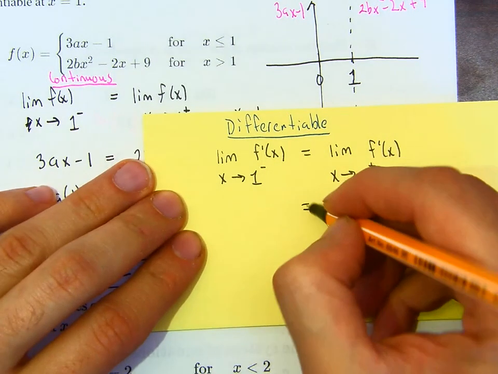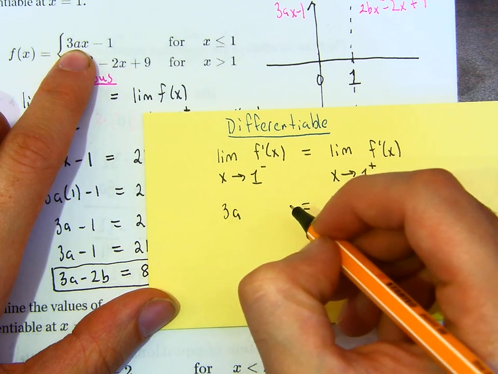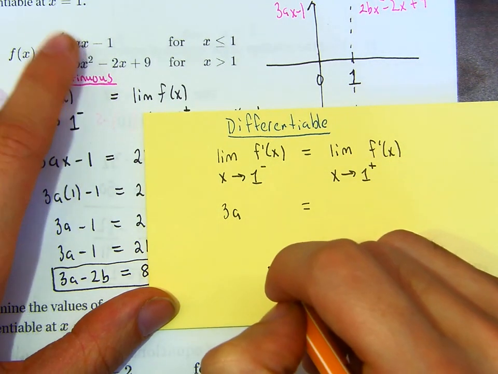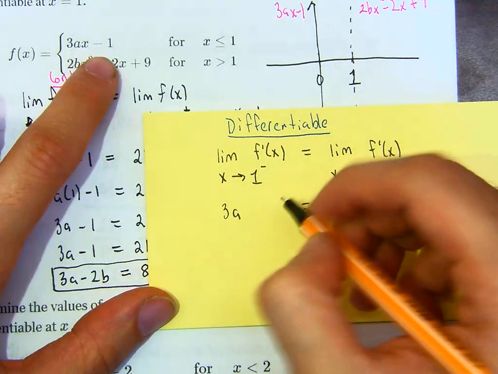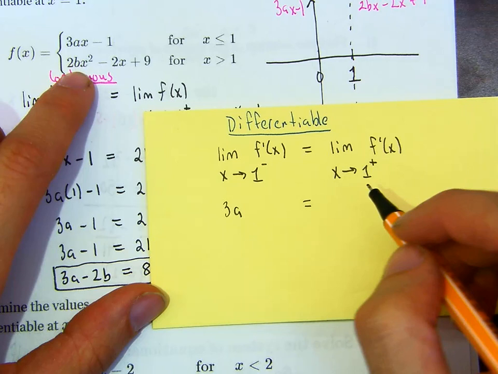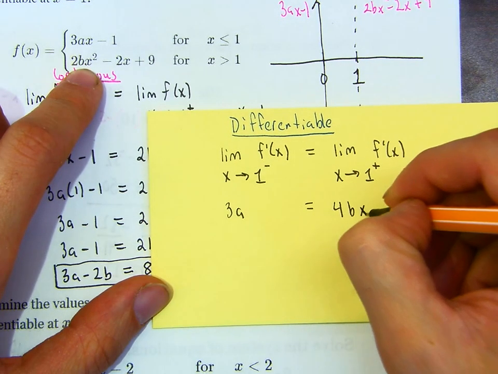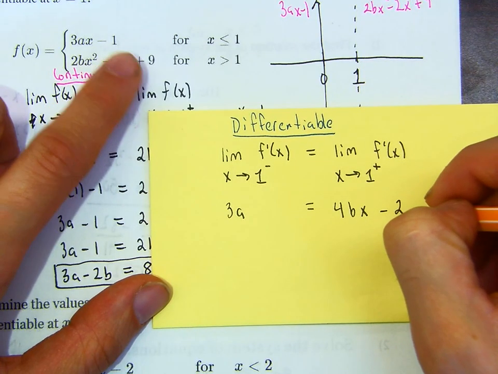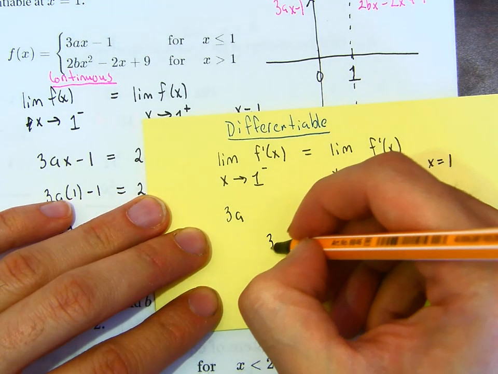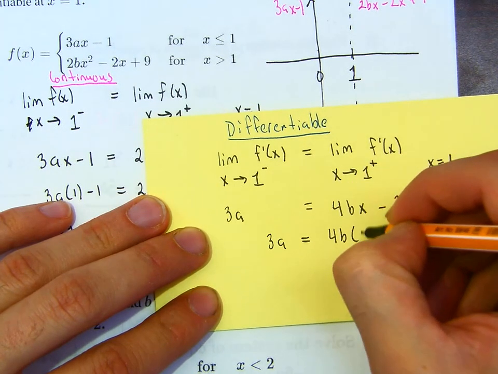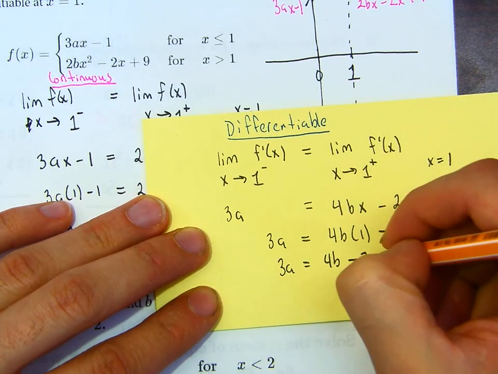So what is the derivative with respect to x for the top? It'll just be 3a, that's it, 3a. Because if you take the derivative of x, it's just 1, right? And minus 1, this was 0. What's the derivative with respect to x over here? This would be 4bx minus 2, and that's it. But notice it's at x equals 1. So now we have 3a is equal to 4b times 1 minus 2. So 3a equals 4b minus 2.